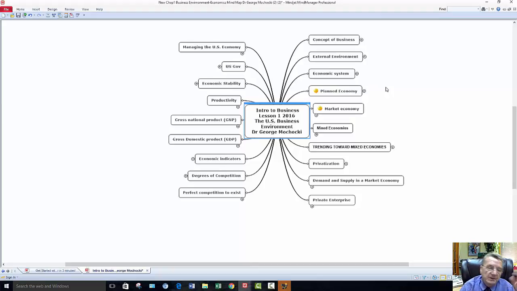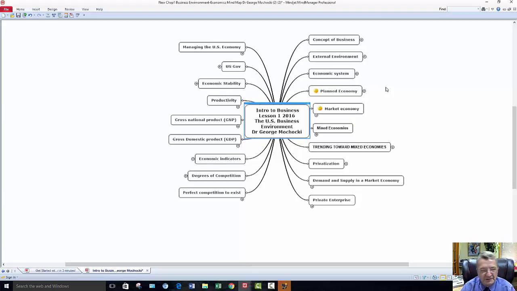You know, we'll talk about Adam Smith. If you look at socialism and communism, you're talking about Tom Mantis. You talk privatization. We talked about demand and supply. How much will I make? How much will I pay? Equilibrium is the point where the two meet together. You have perfect competition. We have enough suppliers and customers, degrees of competition. You're looking at pure competition. You have enough suppliers and enough customers.